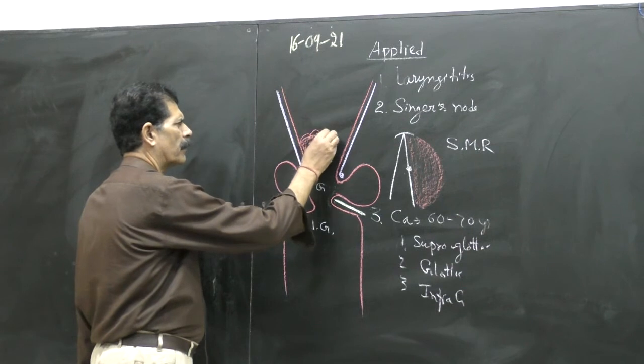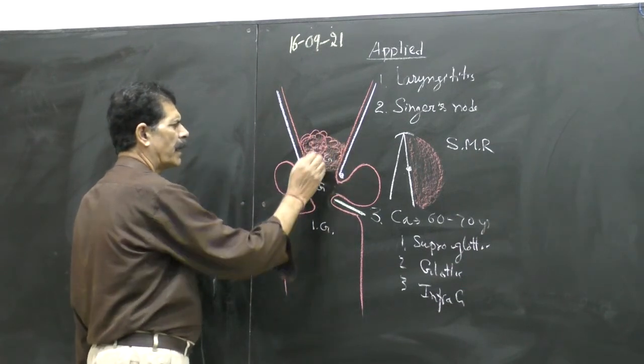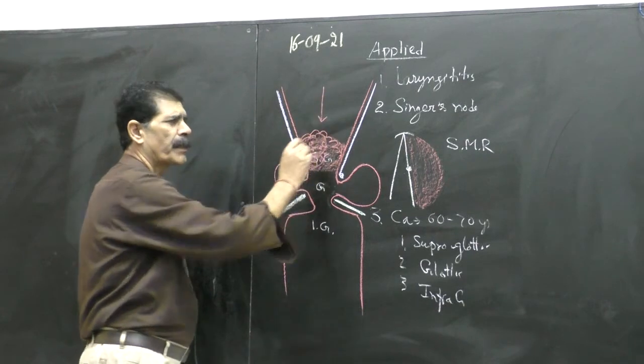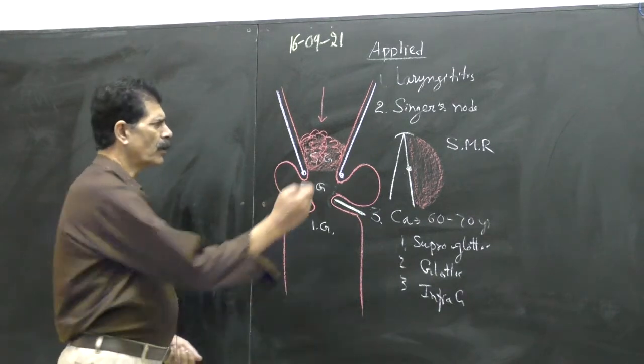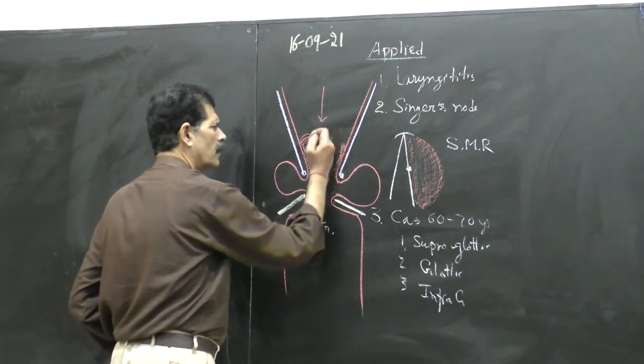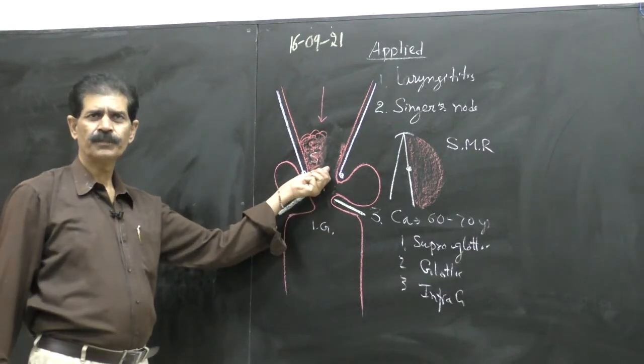Then when it is large enough and reaches the other side, the patient has respiratory difficulty. Dyspnea will be there. When the growth is small, the patient doesn't have any problem of respiration.